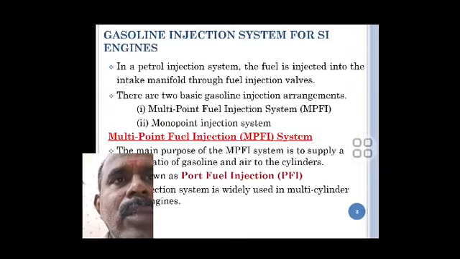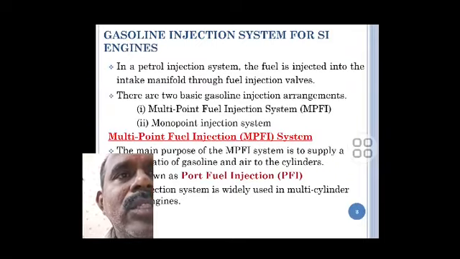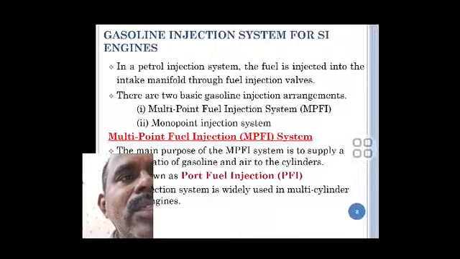First, we will discuss the gasoline injection system for SI engines. In the petrol injection system, the fuel is injected into the intake manifold through the fuel injection valves. There are two basic gasoline injection arrangements. The first one is the multi-point fuel injection system. The second one is the monopoint injection system.